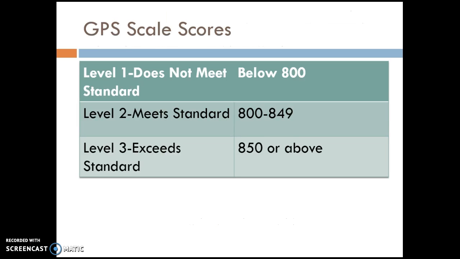This next slide shows the Georgia Performance Standards scale scores. This is a chart that shows what each level measures. So level 1 is does not meet the standard. That would be a score of below 800. Level 2, meeting the standard, would be a score of 800 to 849 on the CRCT. And then level 3, exceeding the standard, would be a score of 850 or above.